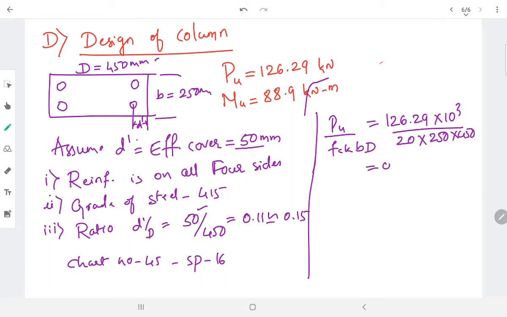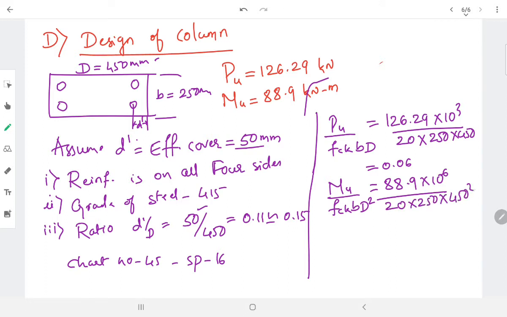And we get this as 0.06. Similarly, Mu upon fck bd square. So substitute 88.9, the bending moment in the column, 10 raised to 6, fck is 20, b is 250, d square is 450 square. So here we'll get this as 0.09.